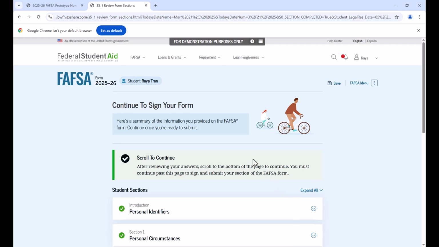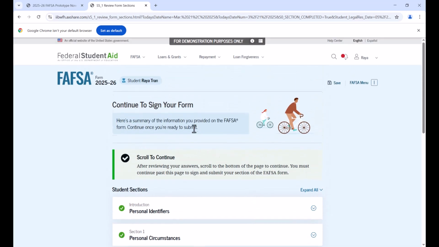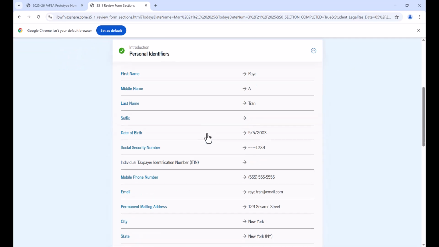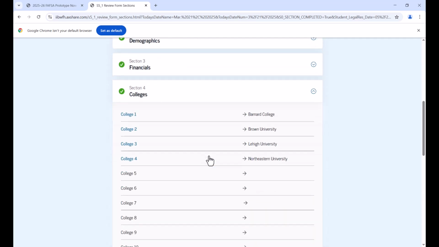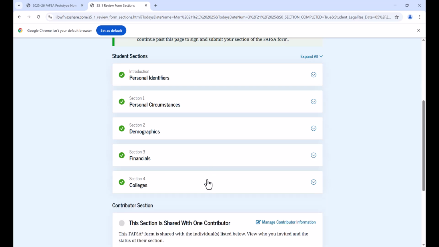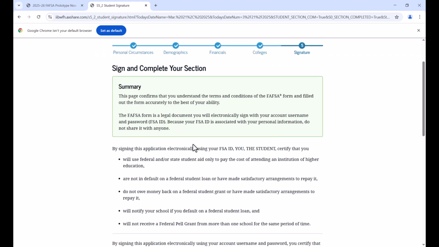Now we are at the end of the student portion. As you can see here, this is a summary of all the things that we have input on the FAFSA. You can go back and see exactly what you've done. It lets you know that you have sent your contributor invite to your parent and that it was sent on this date. So you'll be able to continue after you see that and confirm that everything looks good there.